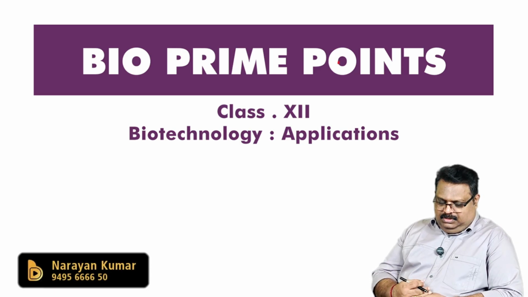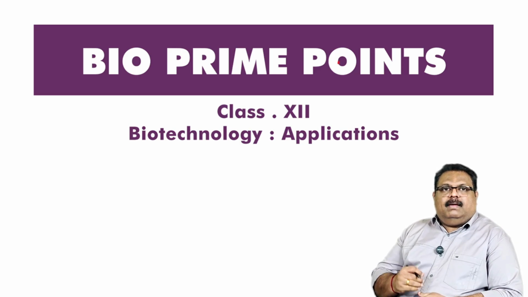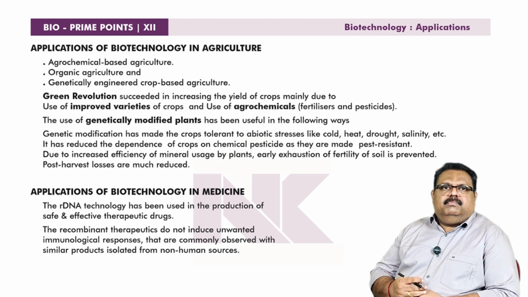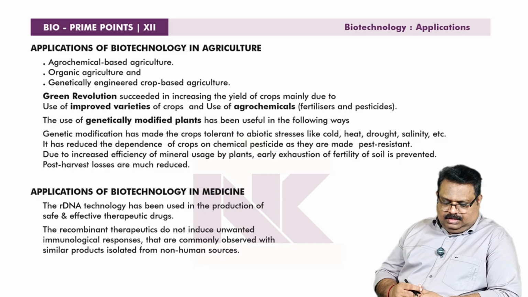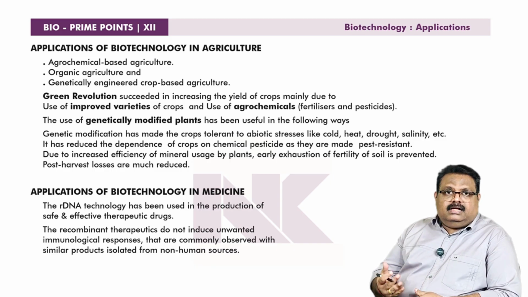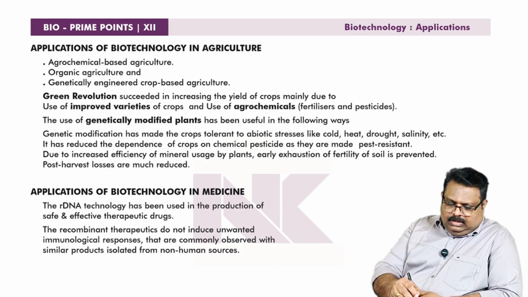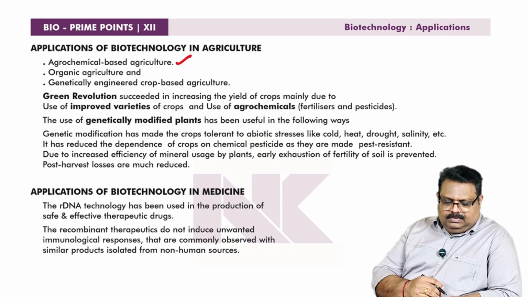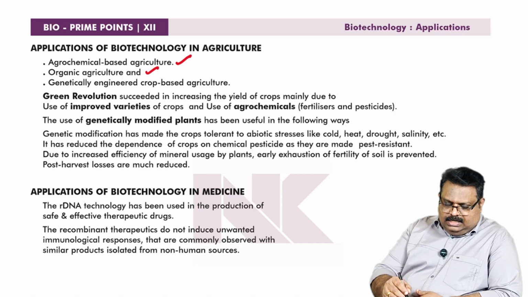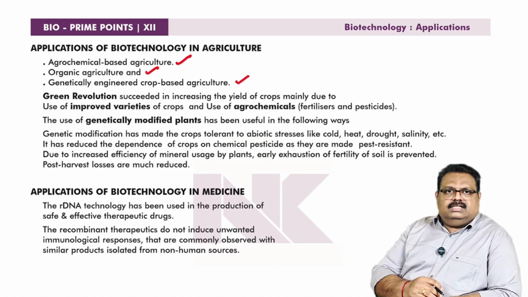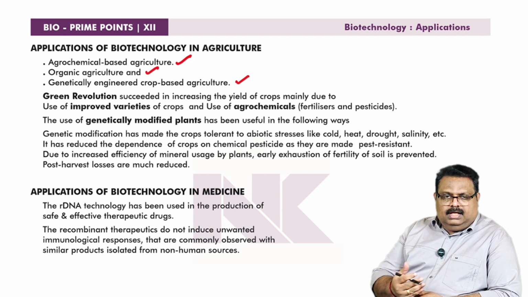In today's video, we are going to discuss a chapter called Applications in Biotechnology. First prime point is the applications of biotechnology in the field of agriculture. In agriculture, there can be three different patterns: agrochemical-based agriculture, organic agriculture, and genetically engineered crop-based agriculture. These are the three methods.